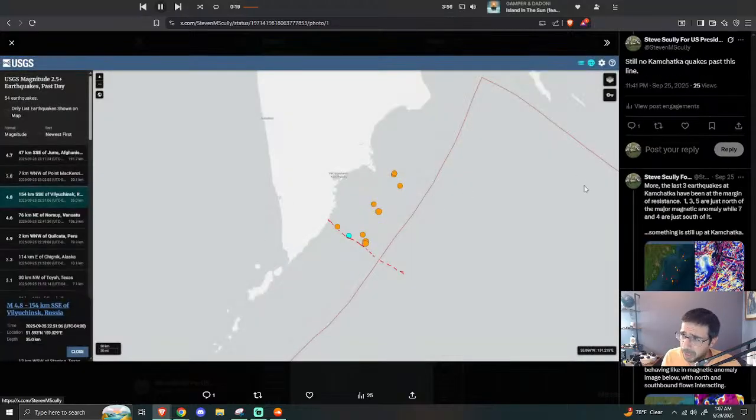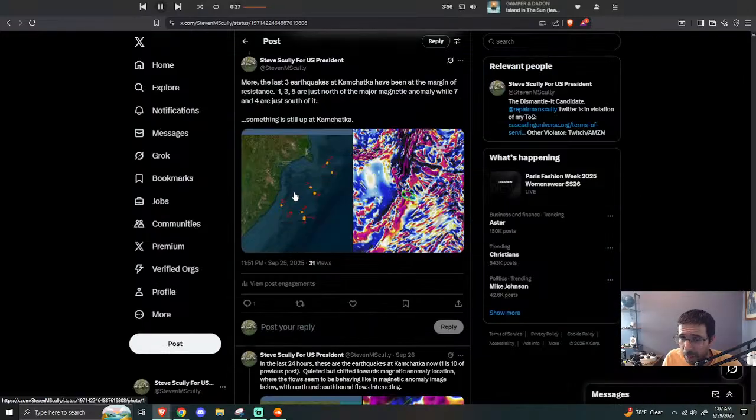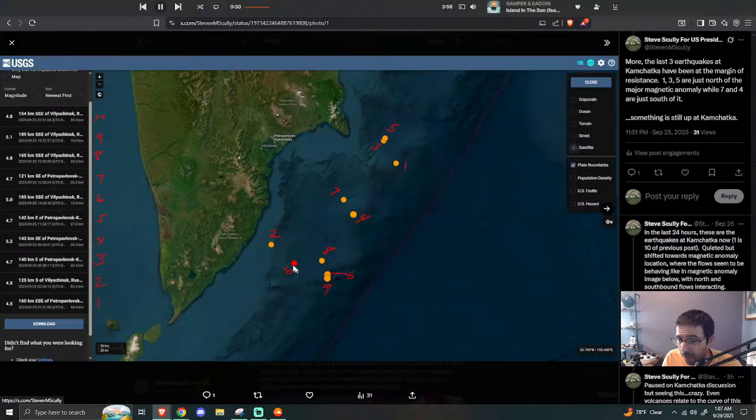Still no Kamchatka quakes past this line. Some changes have happened since this. And then again, still none past here. This is all after the 7.8. I'm like, it's gotta be moving south, but it seems to be stuck here. So 1, 2. This one's worth looking at the pattern. Up here north of the magnetic anomaly. And then way down at the margin, but over at the far side. And then back up. And then center just below the magnetic anomaly.